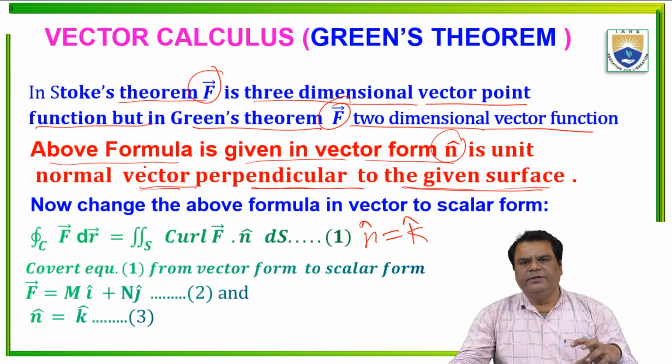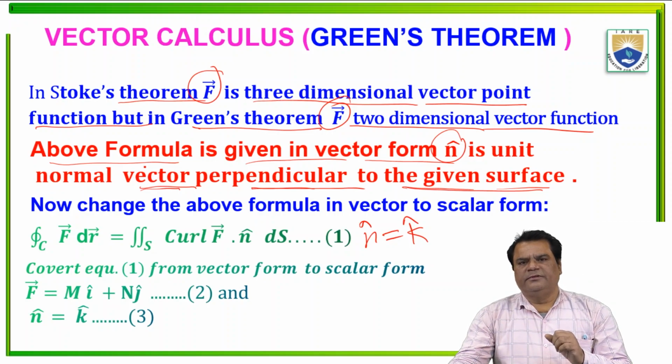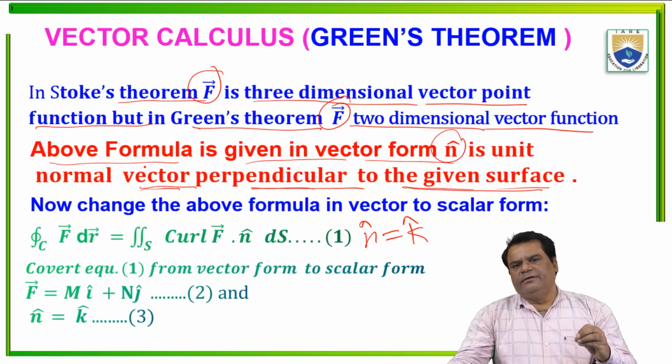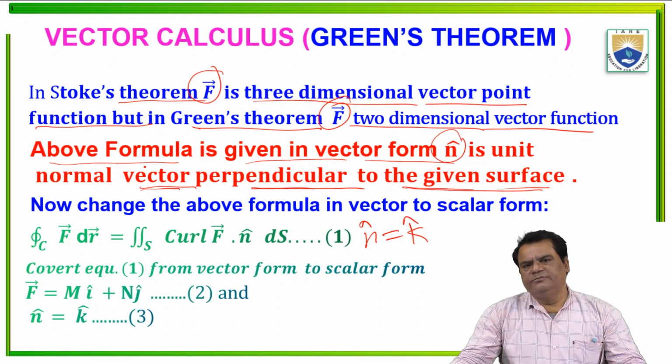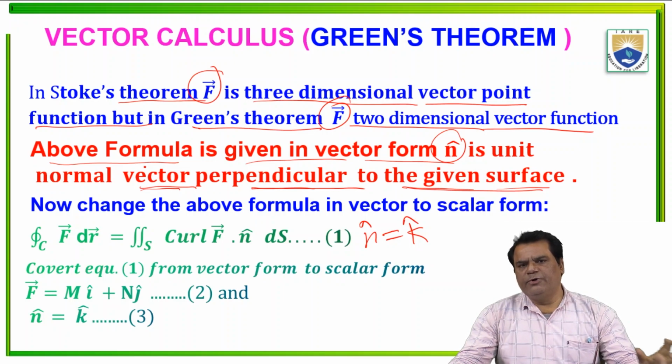But in Green's theorem, F is a two-dimensional vector point function that lies on the xy plane. So the unit normal vector, which is perpendicular to the xy plane and represented by n cap, is parallel to the z axis. Parallel to the z axis, there is k cap along the z axis. So the n vector, the unit normal vector, and the k vector are both parallel. So we can say that n cap equals k cap.